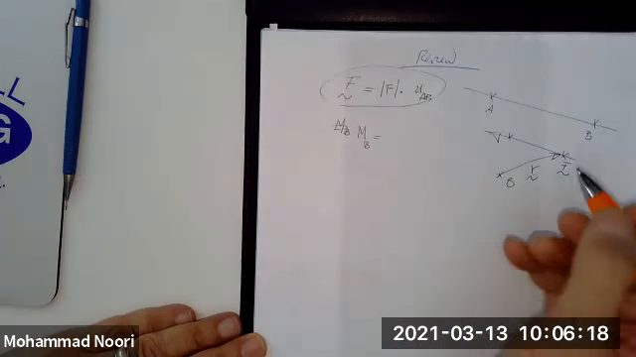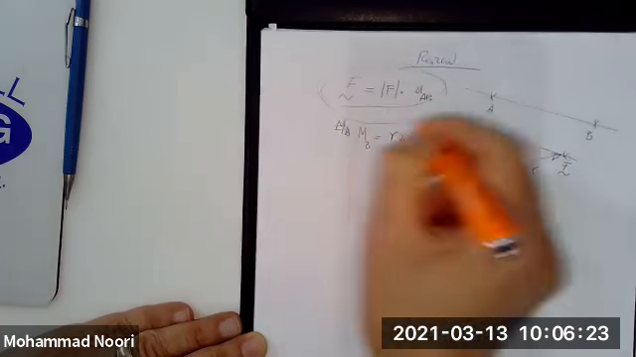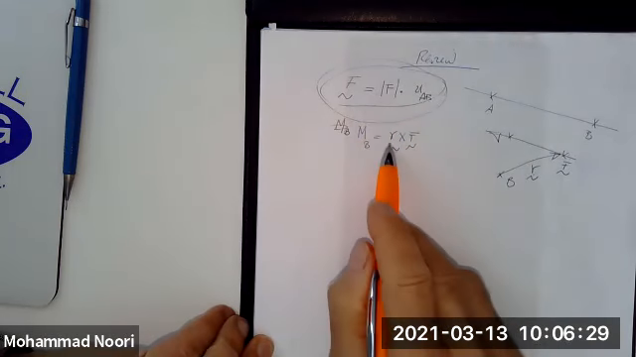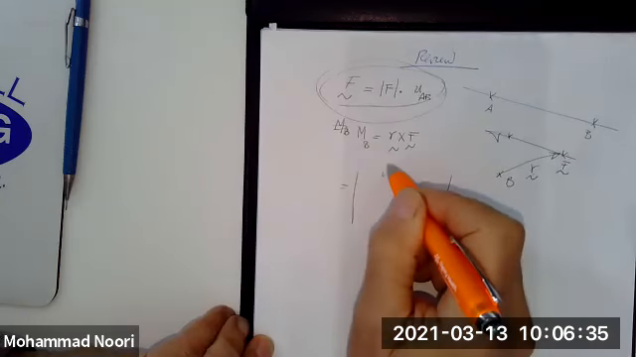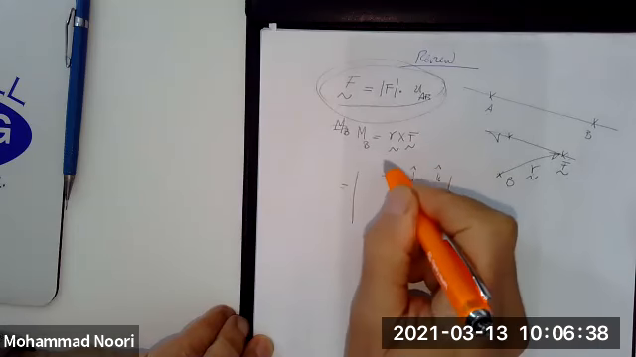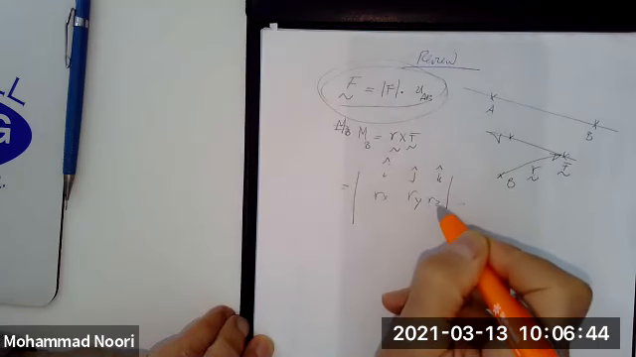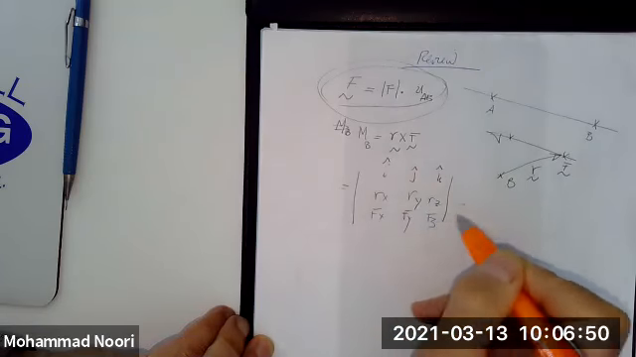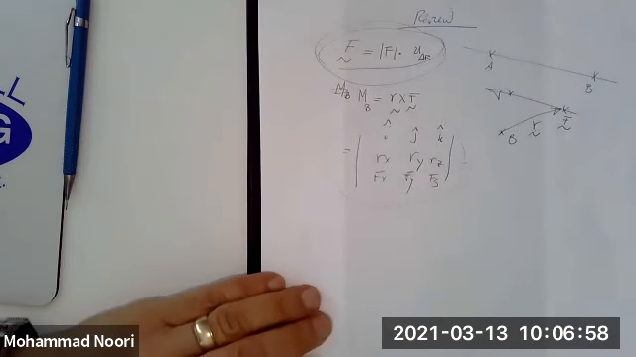But the general concept is that moment was this R cross product F. So once you have the vector equation of the force, and you have the vector equation for the position vector, you set up this determinant I, J, K, okay? The second row are the components of the position vector. The last row are the components of the force, and you expand this determinant, that will give you the moment.